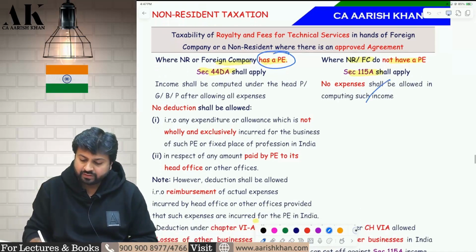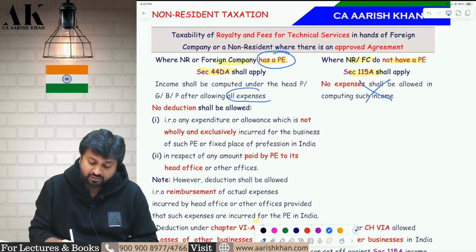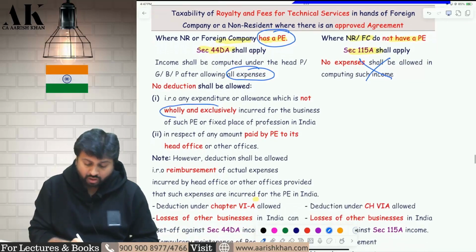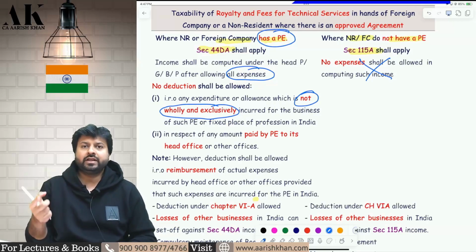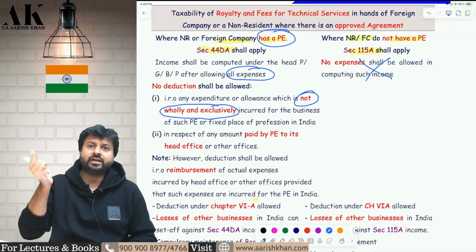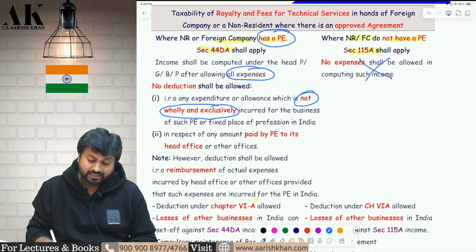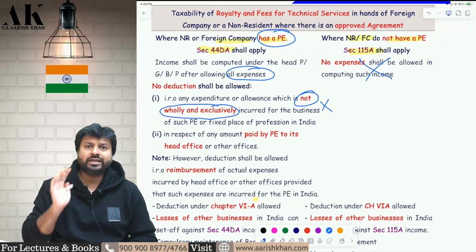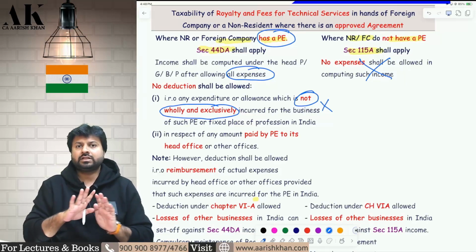In 115A, we do not get deduction of any expenses, but in 44DA, you can claim all expenses. Don't worry about it. But certain expenses are not allowed. First, if your expense is not wholly and exclusively for the Indian branch, suppose there is a common expenditure, you have taken an asset on which the Indian branch is also claiming depreciation, the foreign HO is also claiming depreciation, then that is not allowed. The expenditure has to be exclusively for the Indian branch, then only it is allowed. The allowance has to be exclusively for the Indian branch, otherwise it is not allowed.